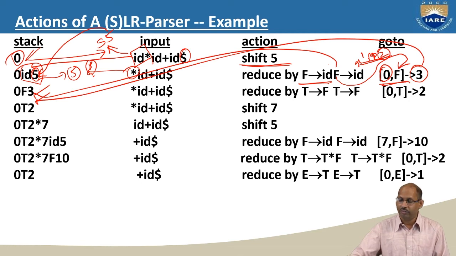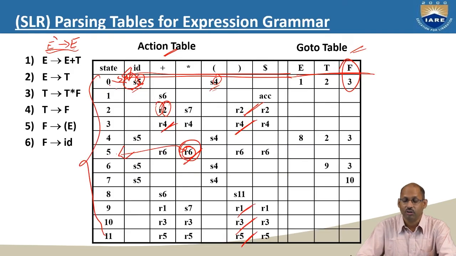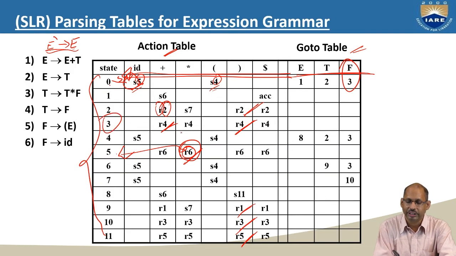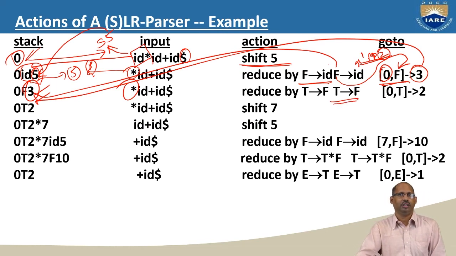Right? Now what do we have? Now we have 3 and multiplication. What is 3 and multiplication? 3 and multiplication is R4. What is R4? Reduce by production number 4, which gives T gives F. Right? T gives F. Then how many elements are there? The number of elements is 1 on the right side.